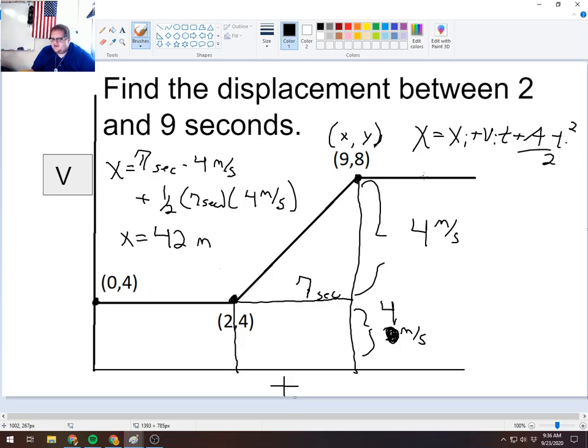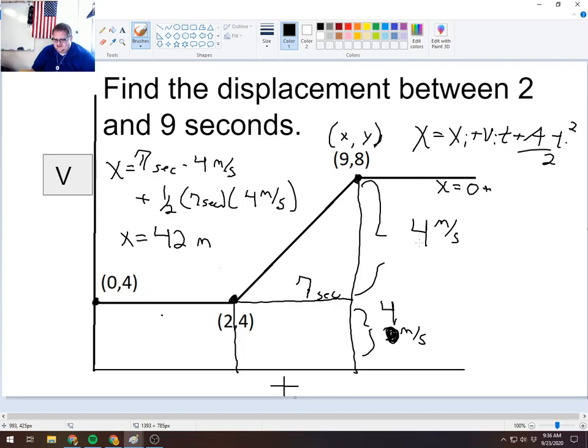Okay, so what would that be? X equals the initial displacement. We don't know, right? There's a piece of missing information here. We can't figure out where this thing actually began because these are velocities. But that's okay. We'll just call it 0. It doesn't really matter. It's not going to affect it if we just care about what happens between 2 and 9 seconds. So I don't care where it starts.